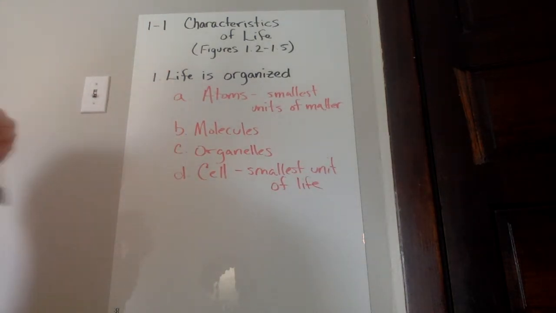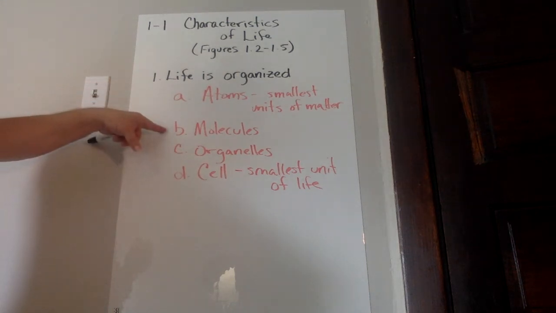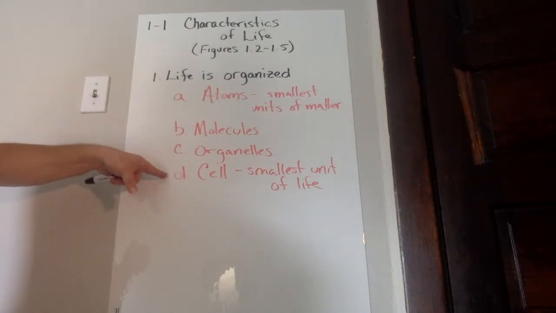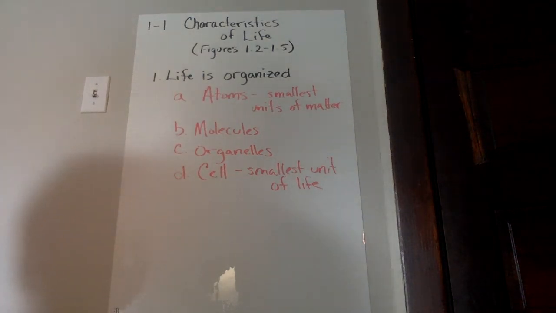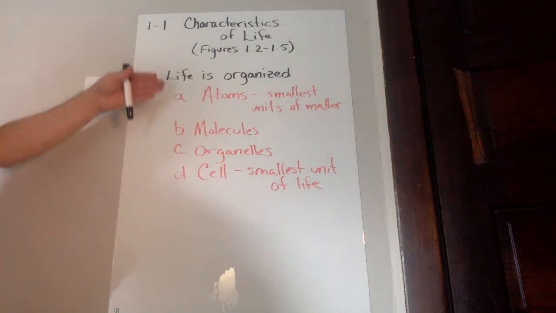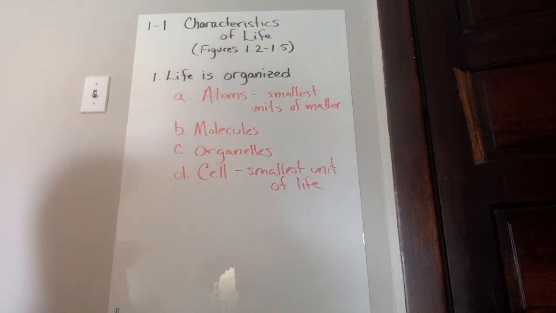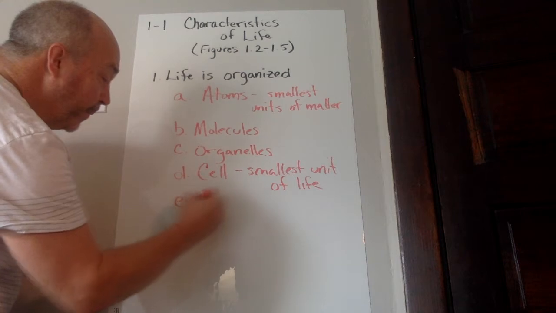So atoms are in cells, but they're not considered living. Neither are molecules, neither are organelles. Once we get to the cellular level of organization, we are now talking about living things. This is where 110 is going to take us. We're going to go into depth in these levels of organization. When you take microbiology and anatomy and physiology, you're then going to build to the next levels of organization.